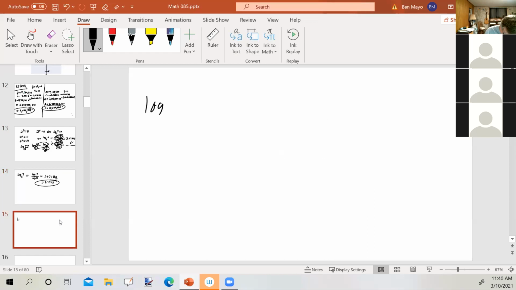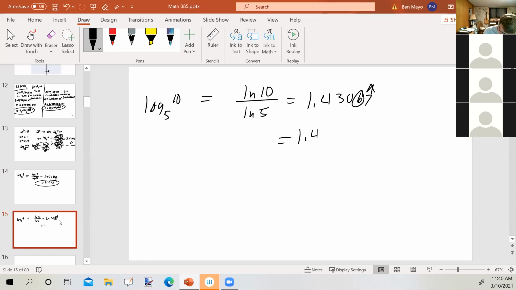Log base 5 of 10. I'm going to use natural log this time. So that would be the natural log of 10 over the natural log of 5. So natural log of 10, close it up, divided by natural log of 5, close it up. 1.43067 to 4 places. The 7 would round up, giving me that answer.